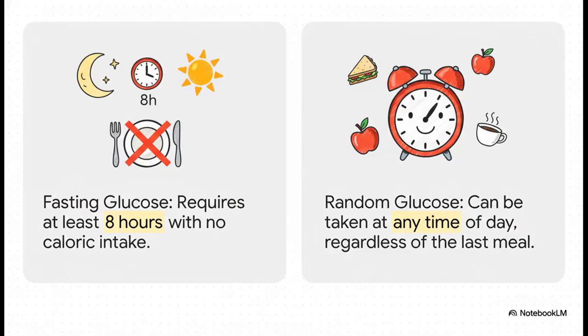Now, just a quick clinical point here. The distinction is pretty straightforward, but important. For a fasting sample, the patient needs to have had no caloric intake for at least 8 hours. A random glucose, on the other hand, can be taken anytime, which makes it convenient, but you have to remember it can be influenced by a recent meal. Just keeping that context in mind is key when you're interpreting the results.